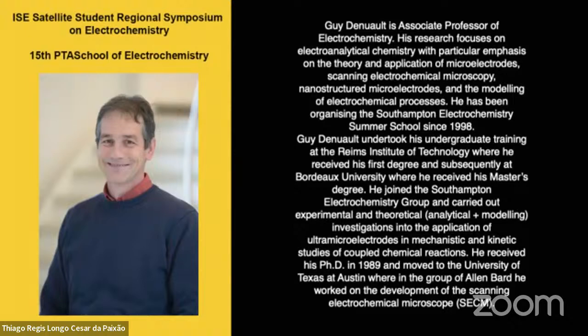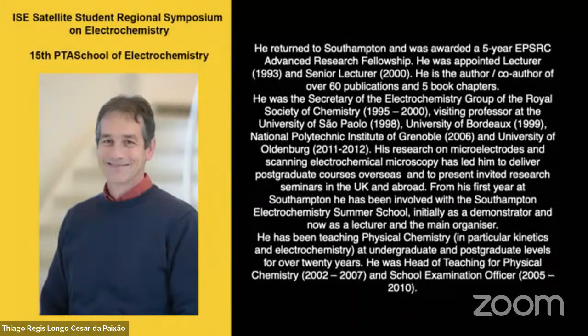Guy undertook his undergrad training at Haynes Institute of Technology, where he received his first degree, and subsequently at Bordeaux University, where he received his master's degree. He joined the Southampton Electrochemistry Group and carried out experimental and theoretical, analytical plus modeling investigations into the application of ultramicroelectrodes in mechanistic and kinetic studies of coupled chemical reactions. He received his PhD in 1989, and he moved to the University of Texas at Austin, where in the group of Alan Bard, he worked on the development of scanning electrochemical microscopy. Additionally, he returned to Southampton and was awarded a 5-year Advanced Research Fellowship. He was appointed lecturer in 1993, senior lecturer in 2000.